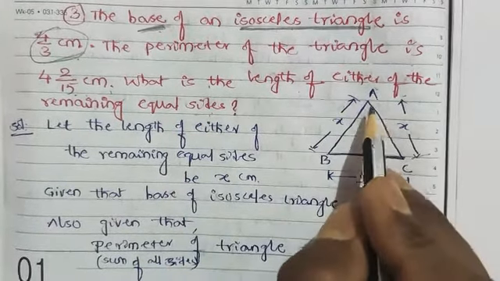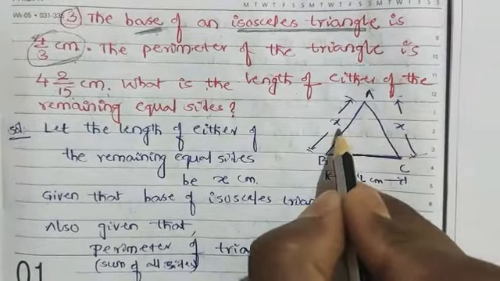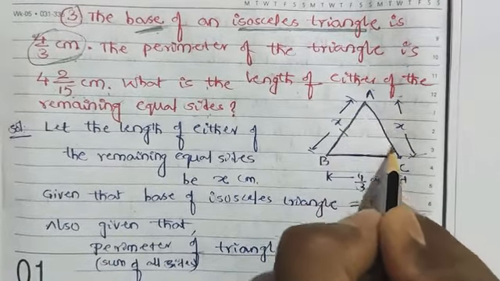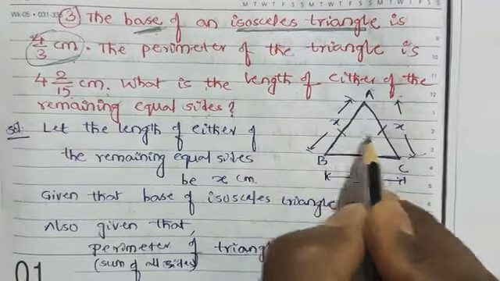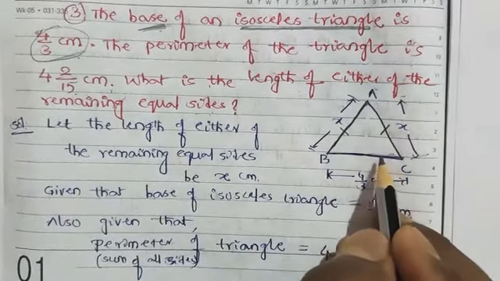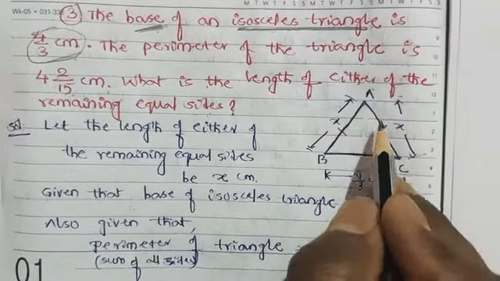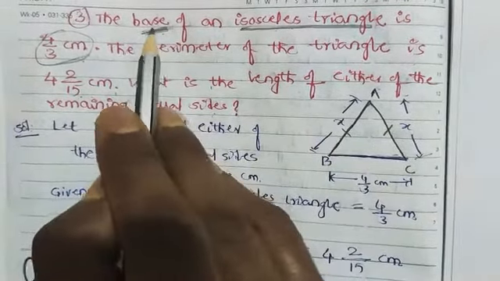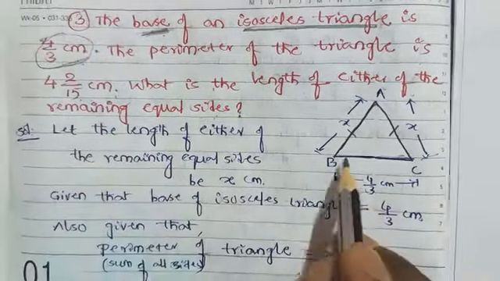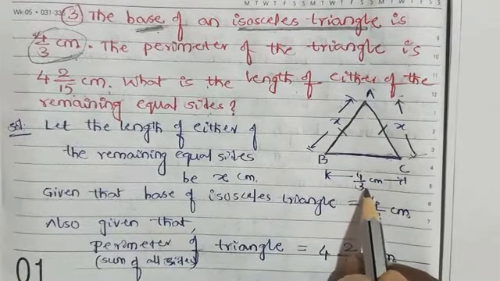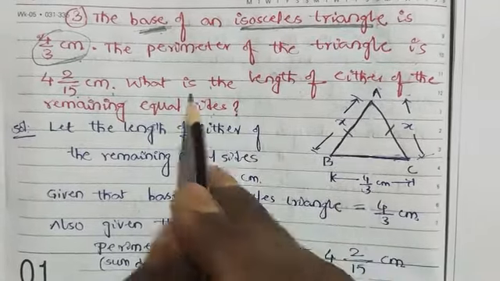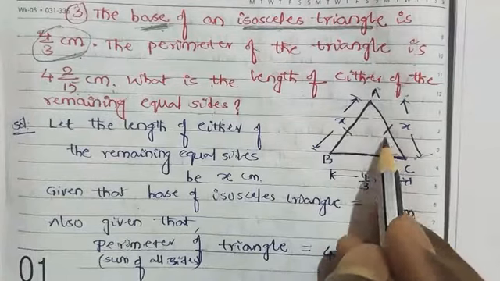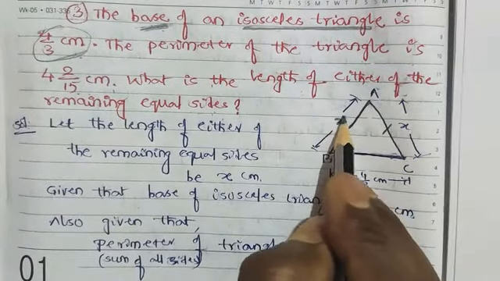So let us draw a rough picture of an isosceles triangle. Let us say one side AB, another side AC. These 2 sides are equal and the other side is different. Two sides equal means such a triangle is known as an isosceles triangle. And what is given? The base is given as 4/3 centimeter. So the base length BC is 4/3 centimeter. The length of either of the remaining equal sides we don't know. Let us assume that as x.